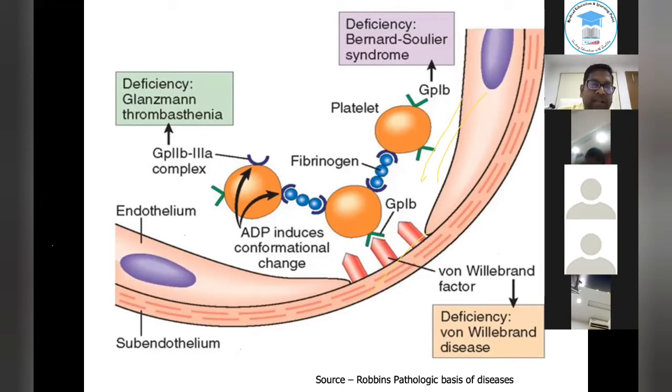Then followed by adhesion, the platelet would undergo aggregation. Aggregation happens between two platelets, and the receptor for it is glycoprotein 2b3a, and the bridging molecule is fibrinogen. If the 2b3a complex is deficient, it can indicate Glanzmann thrombasthenia.